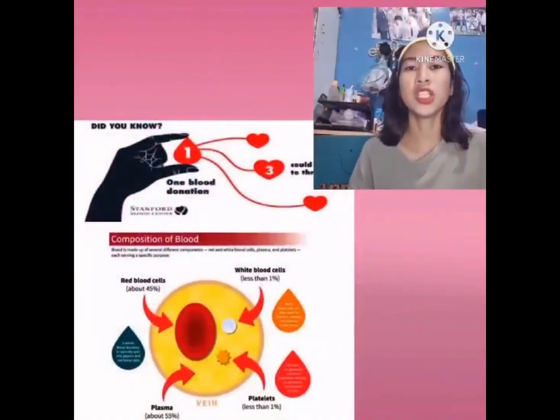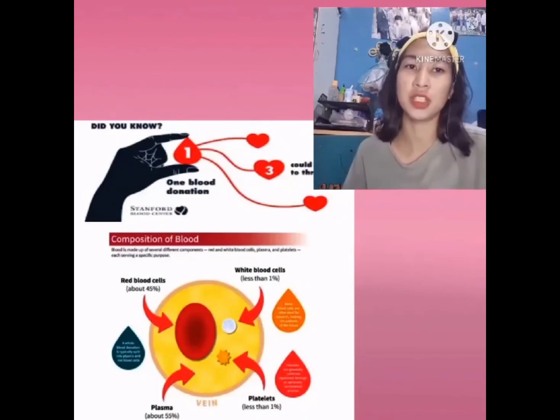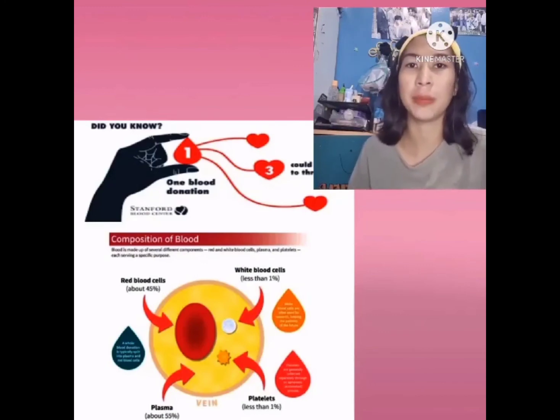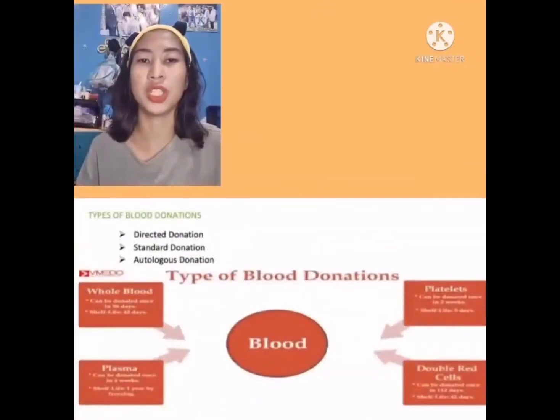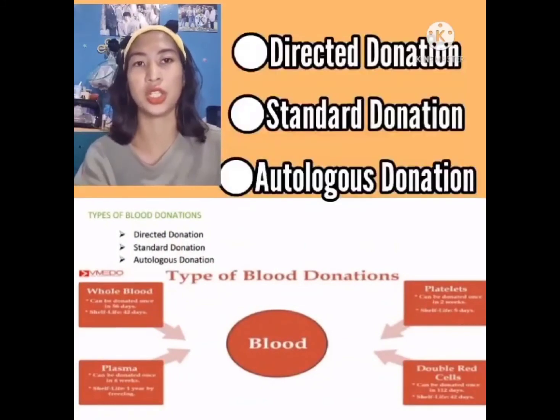One donation could save 3 lives. The average RBC transfusion is 3 pints, or 3 whole blood donations. Each unit you donate, about 1 pint, can be divided into 3 primary components: the RBCs, plasma, and platelets. There are 3 types of blood donation: directed donation, standard donation, and autologous donation.